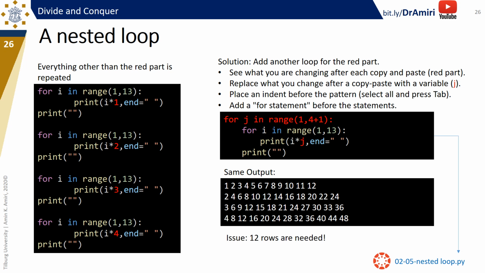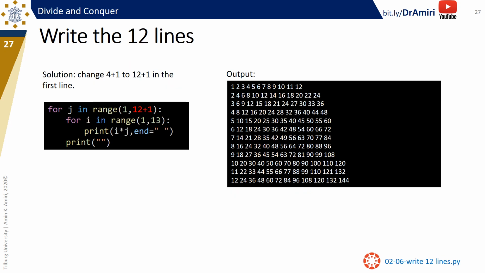Okay, the output is going to be the same. That's good. But now I want to create this output for 12 rows rather than just 4 rows. So the solution is simple. You just need to change 4 to 12, and the output is created. All numbers that we asked for in the requirement are printed here.